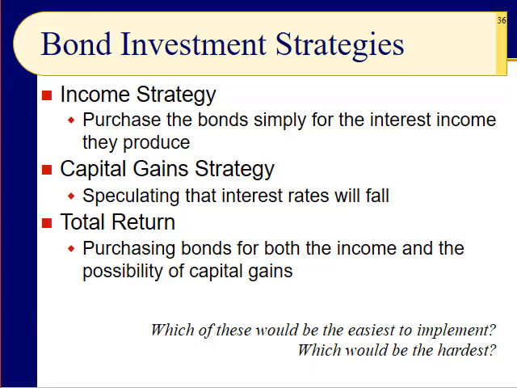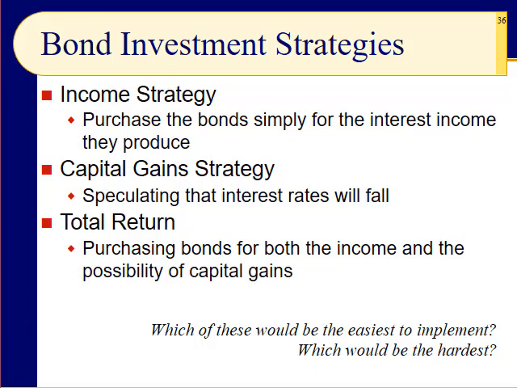Capital gain strategy is the speculation part of bond investing, trying to determine what's going to happen to future interest rates, right? Buying bonds with the hope that interest rates will fall, then selling them, then interest rates go back up again. You buy them, good luck, all I can say.